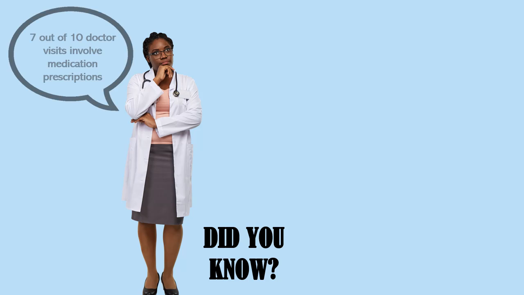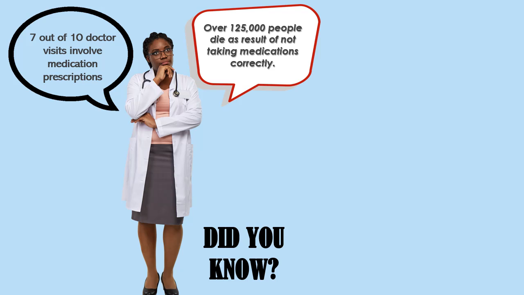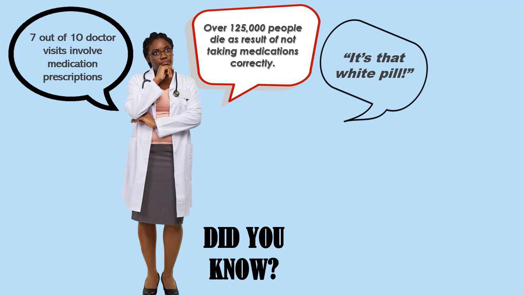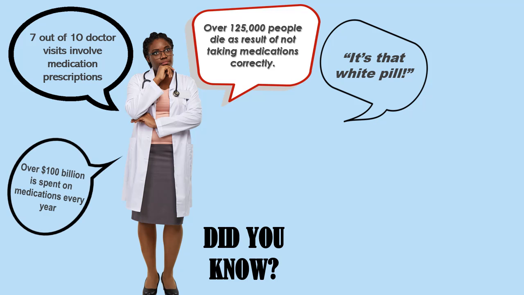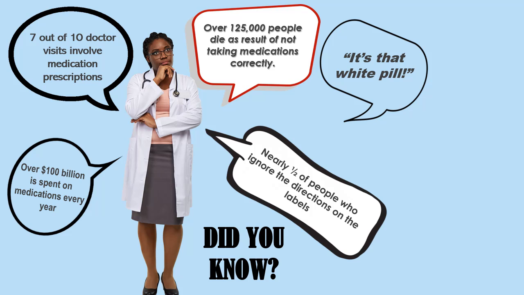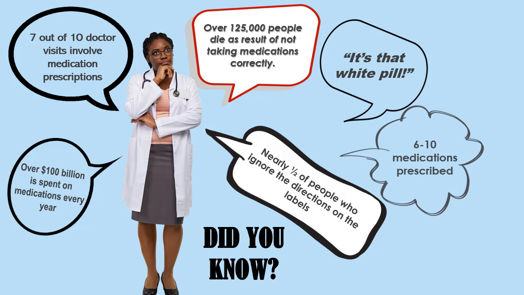Did you know that 7 out of 10 doctor visits involve some type of prescription medication? In the United States, over 125,000 people die each year due to failure to take their medication correctly. That's 60% of people cannot identify, by name, their own medications. Over $100 billion is spent on prescription medication each year. That nearly 1/2 of people who take medications ignore the directions on the labels. And lastly, the average person with disabilities may have as many as 6 to 10 medications prescribed.